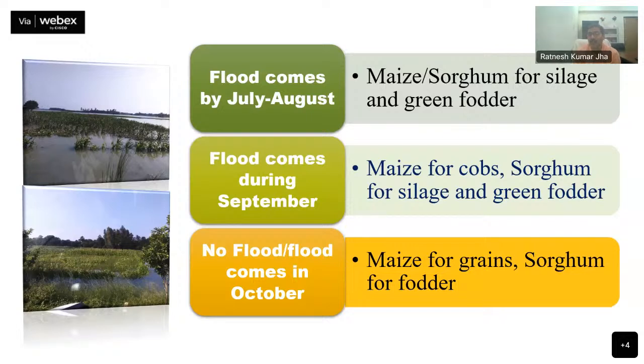But they do not take any such measures for the animals. So for animals, maize and sorghum can be made into silage and given to the flood affected areas that season. And when flood comes during September, then maize can be sold through co-ops, and this is fetching more price as compared to the grains. And if there is no flood, then it can be harvested as grains. So these are different systems.